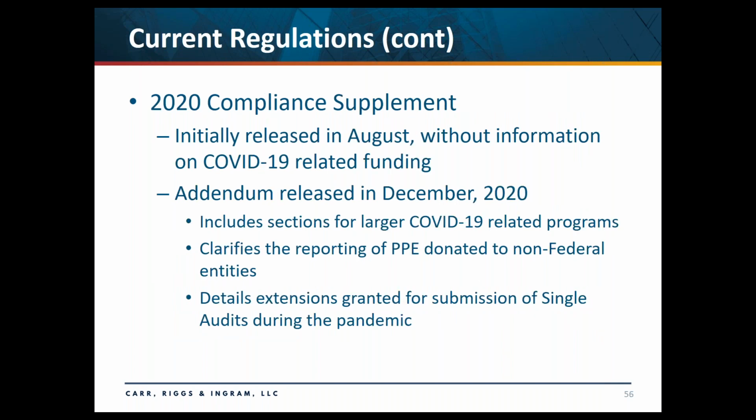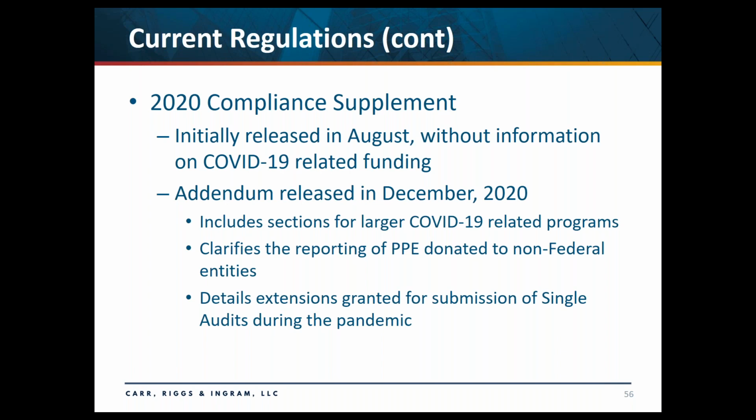Okay, the 2020 compliance supplement was initially released in August, but they did not have time to update for the CARES Act and the subsequent funding acts that occurred in the spring. Therefore, an addendum was released right before Christmas this year. It includes sections that apply to the larger COVID-19 programs, including the Coronavirus Relief Fund and the Provider Relief Fund. There's also some additional clarifying information.